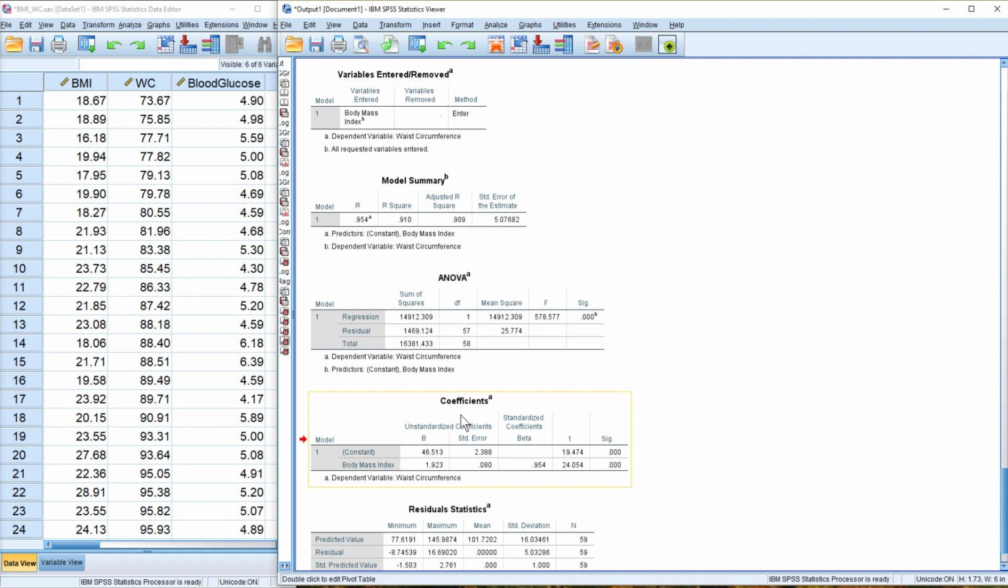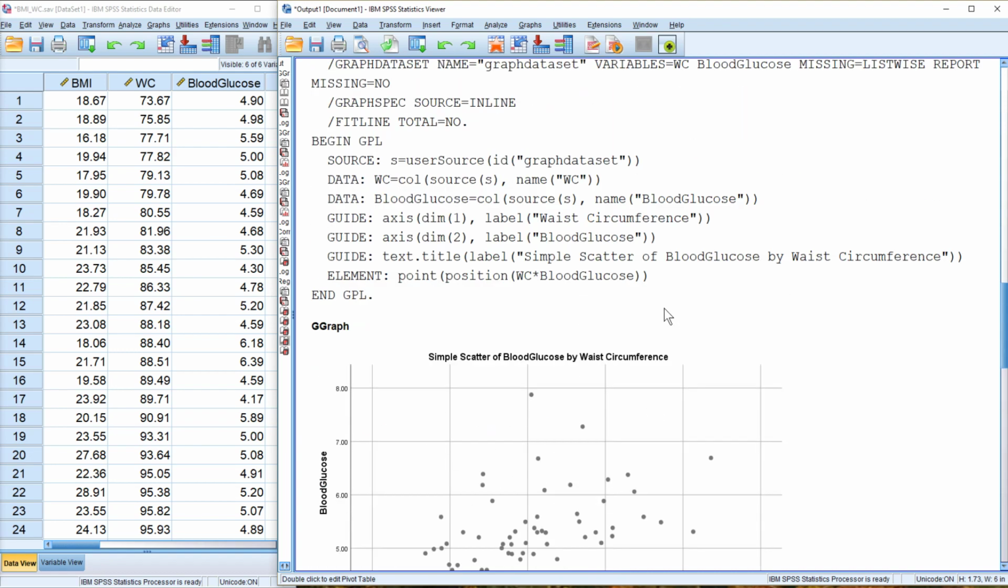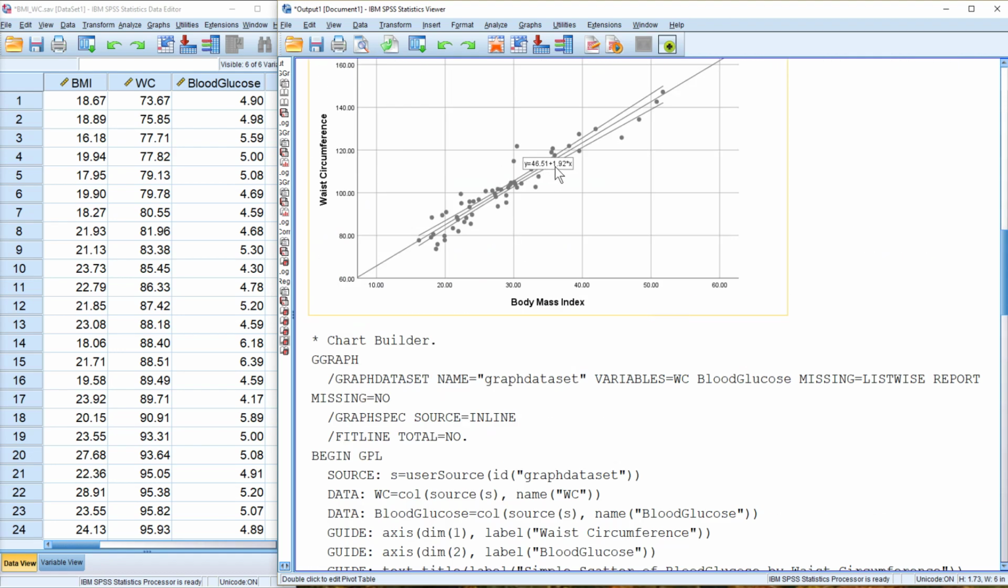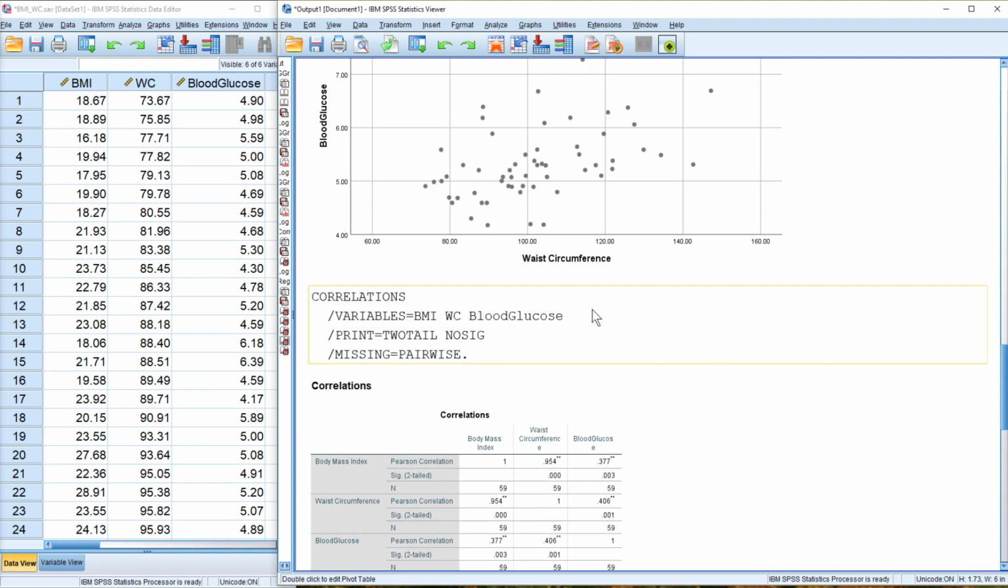These are the coefficients that we could use if we were actually writing out the equation. They will most likely match up to what happened on the graph. Occasionally you can get something slightly different, because there are a couple of circumstances where it does slightly different things on the graphs. But in this case, it looks the same. We've got a constant value of 46.5 and a BMI coefficient of 1.9. So if we go back up to our equation, 46.5 and 1.92, that's the same equation there.